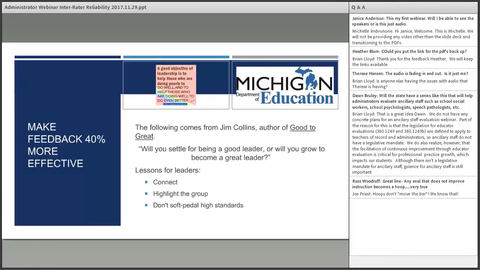On the next slide, a quick quote from Jim Collins, will you settle for being a good leader or will you grow to be a great leader? You need to connect with those around you. You need to highlight the standards and seek traditions of those around you, and more importantly, maintain those standards and don't soft pedal.